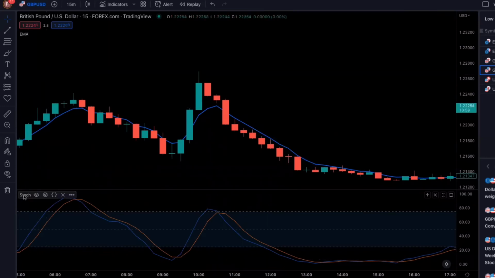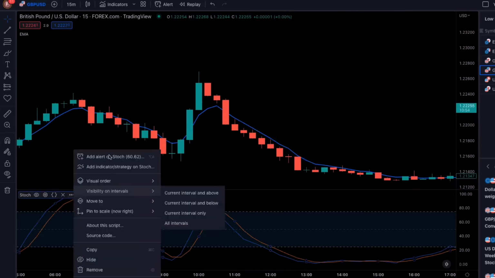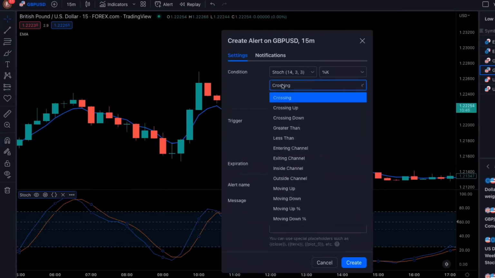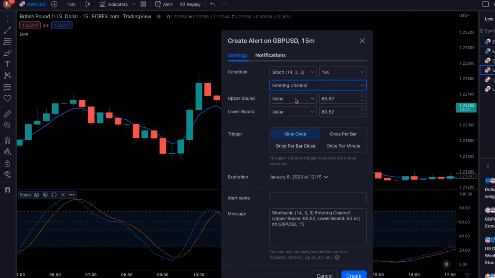So for that, we're going to go into the stochastic indicator right here. Click on the 3 dots. Click on Add Alert on Stochastic. And here's how we're going to set this up. In Conditions, instead of crossing, do Entering Channel. Okay? When we do Entering Channel, we're going to change the upper bound and lower bound.